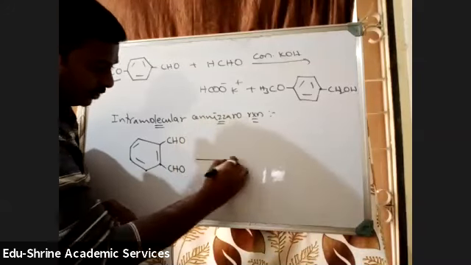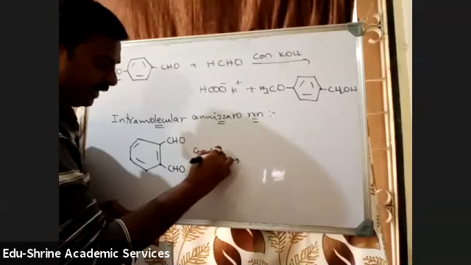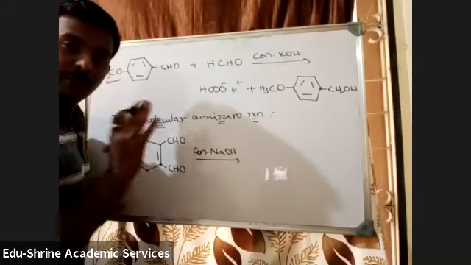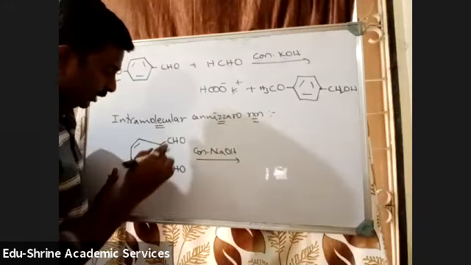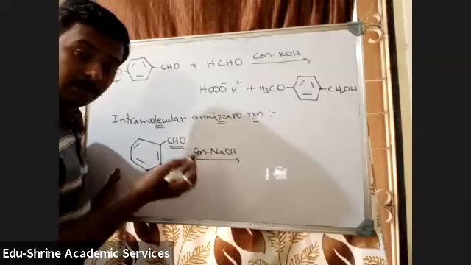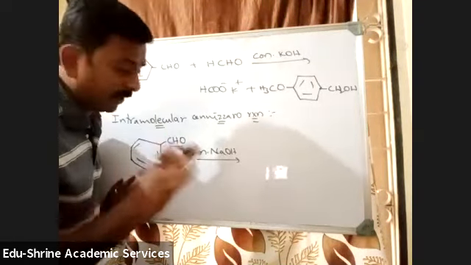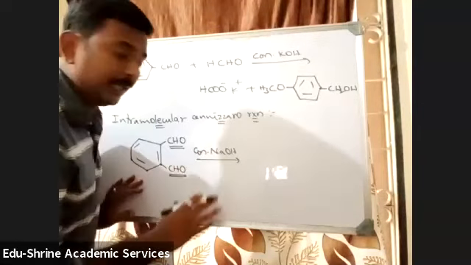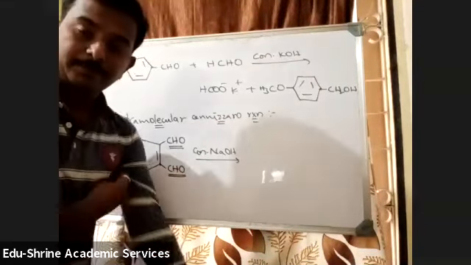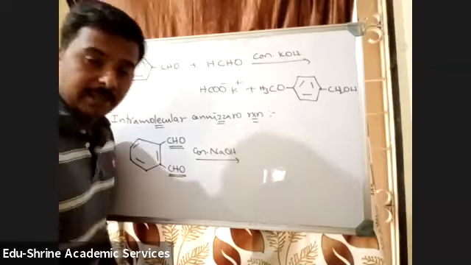Now, in the presence of concentrated NaOH, immediately after seeing this you must identify that this is an aldehyde group not containing any alpha hydrogens. In the presence of concentrated alkali, it is a Cannizzaro reaction. You must identify that it is a Cannizzaro reaction.